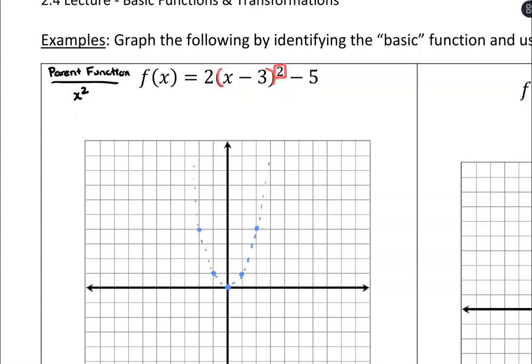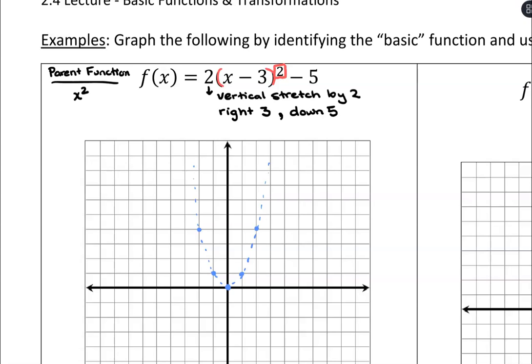Now I'm going to take a look at what my transformations tell me to do. So multiplying by 2, that is going to tell me to do a vertical stretch by 2. And then for shifting, that x minus 3 tells me to go right 3. And then the minus 5 on the outside is telling me to go down 5. So I'm going to do this in 2 steps.